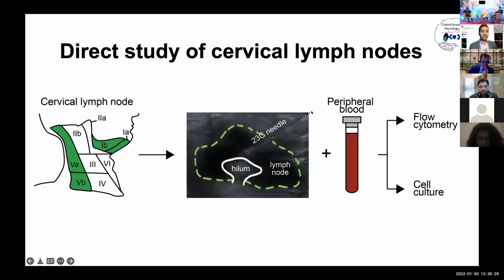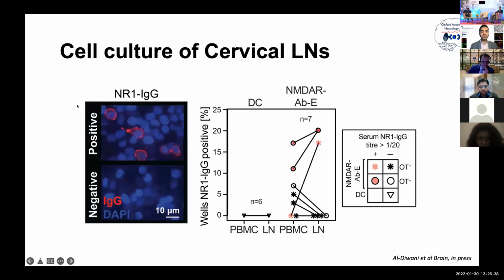And so we sampled lymph nodes from humans and paired this with peripheral blood. And most importantly, we performed cell culture on these aspirates. And what we found consistently is, whereas in disease controls with encephalitis, but not NMDA receptor antibody encephalitis, neither the blood nor the lymph nodes made NR1 reactive antibodies, in the patients, both the blood and the lymph nodes commonly made NR1 reactive antibodies, and this tended to be the patients with the higher serum titers of the antibodies.